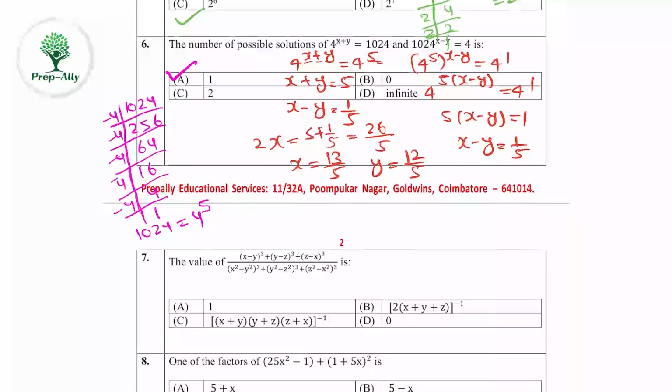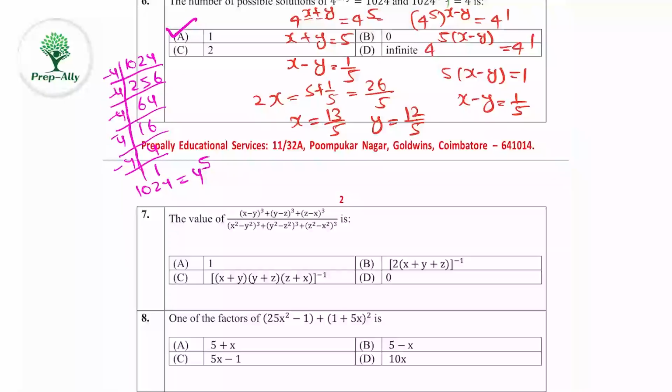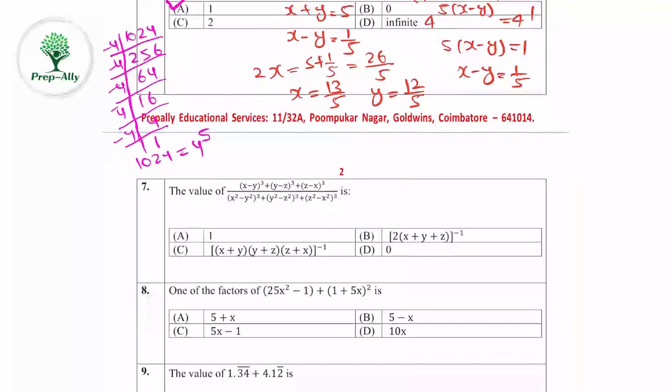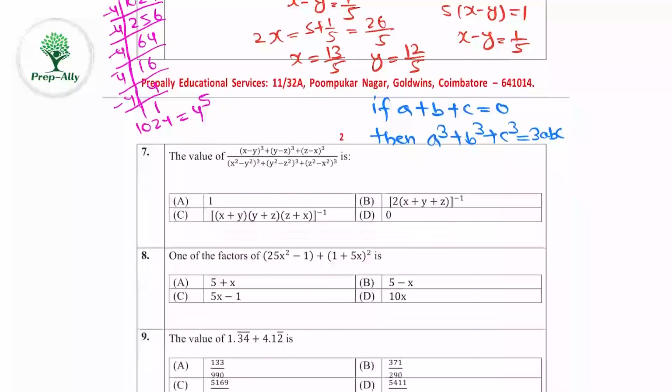Now here the question number 7. Here we are having (x minus y) cube plus (y minus z) cube plus (z minus x) cube. So we can write this expression using one formula: if a plus b plus c is equal to 0, then a cube plus b cube plus c cube is equal to 3abc.